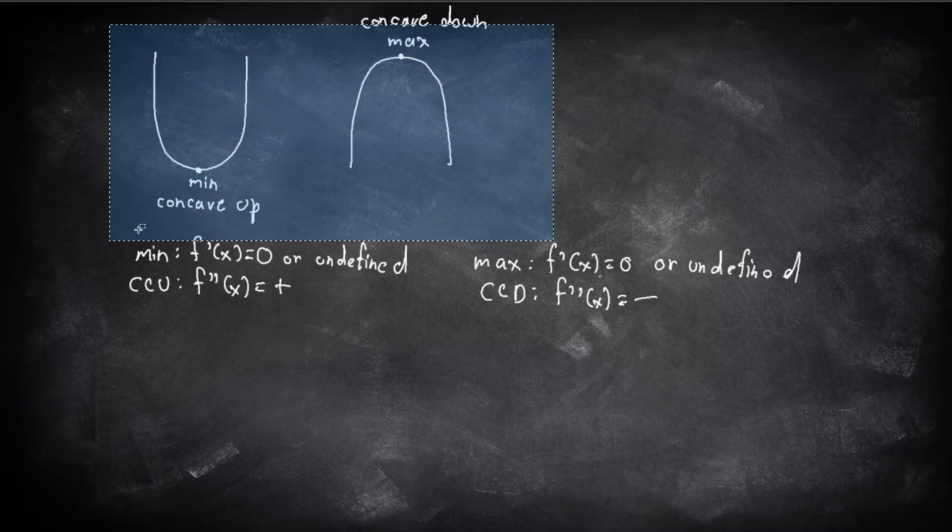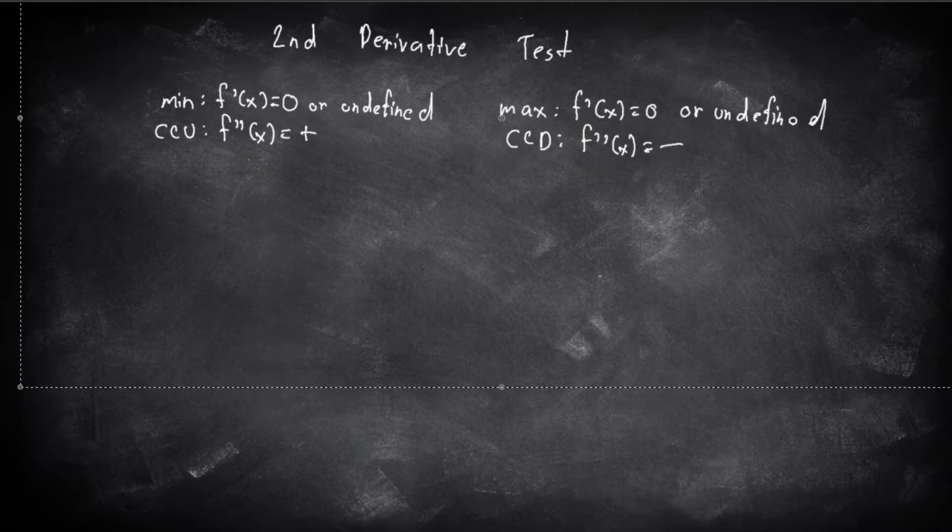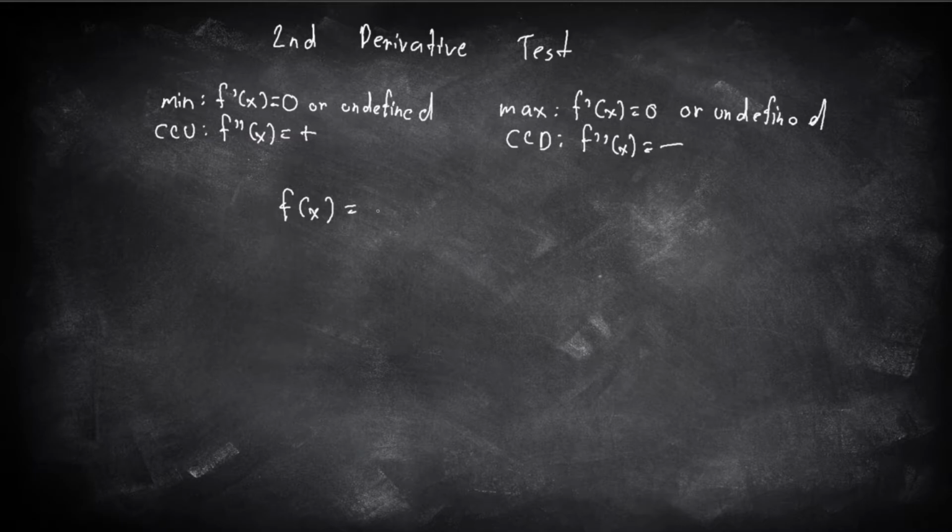So let's delete this. And this is referred to as the second derivative test. So let's try an example. Let's say f of x is equal to x to the power 3 minus 3x squared minus 45x.